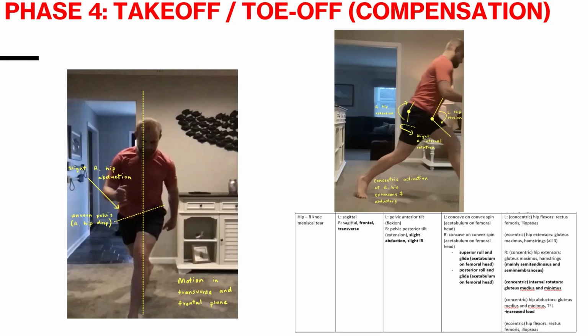The pelvis moves on the femur. Besides the acetabulum spinning on the femoral head, there is also the acetabulum superiorly rolling and gliding on the femoral head for abduction and posteriorly rolling and gliding on the femoral head for internal rotation. Hip extensors, hip rotators, and hip abductors contract concentrically while hip flexors contract eccentrically.